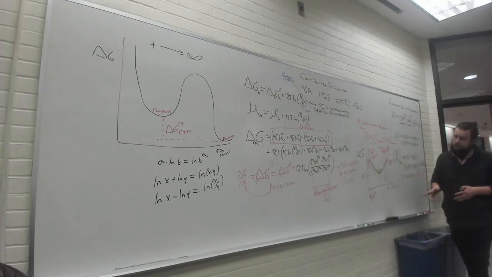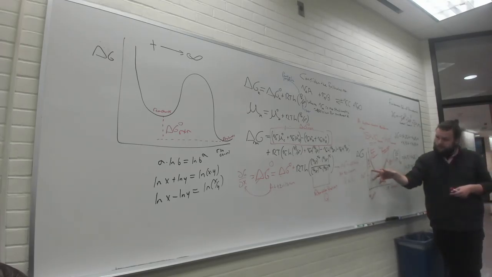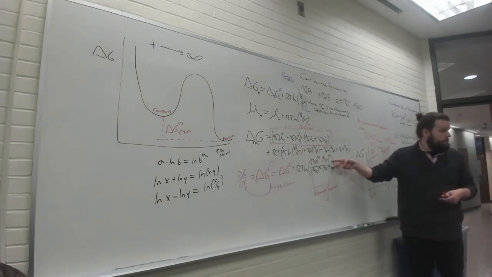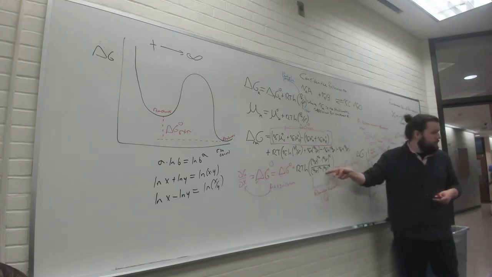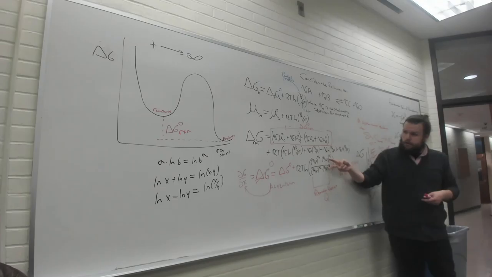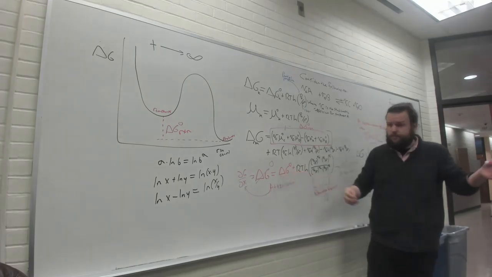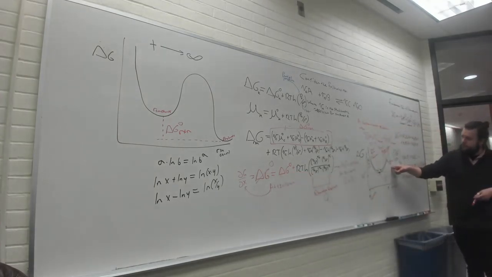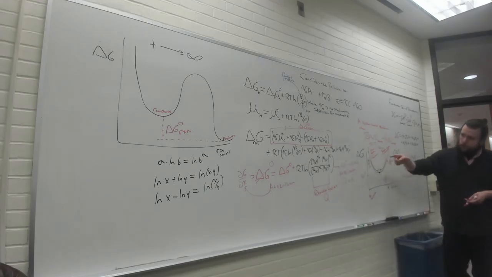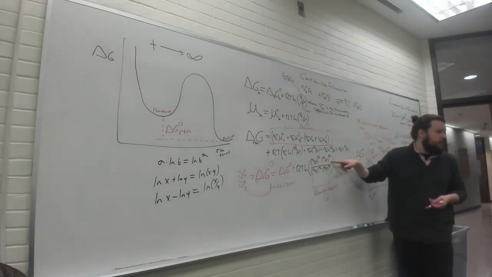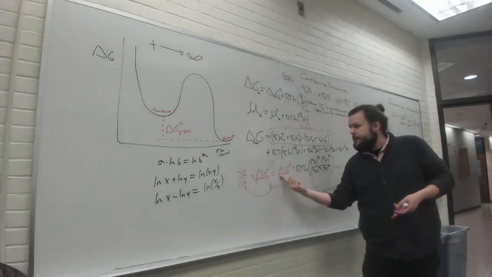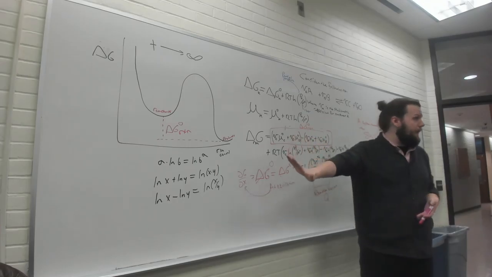If we're on this side, where there's too many reactants, then Q will be too small, because these numbers in the denominator are large. So the denominator is larger than the numerator. That means you have a log of a number smaller than one. It's negative, so delta G will be smaller than delta G star, which means the reaction wants to move forward. Likewise, in the opposite case, where the concentrations of the products are too big, delta G will be greater than delta G star, and the system will want to go backwards.